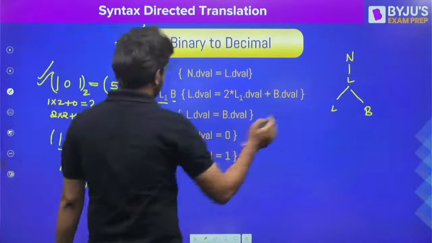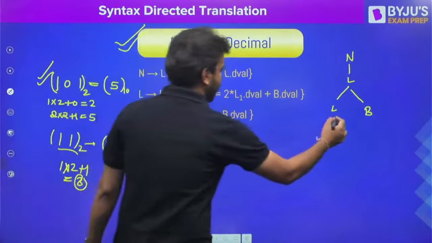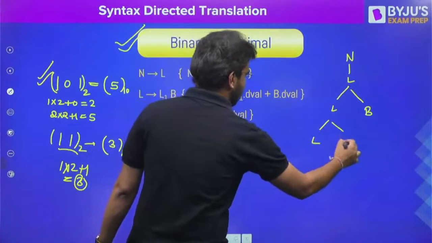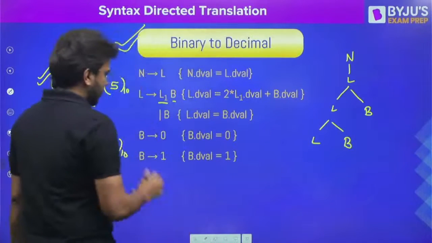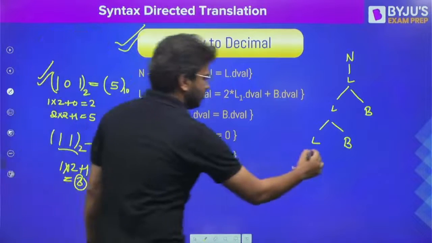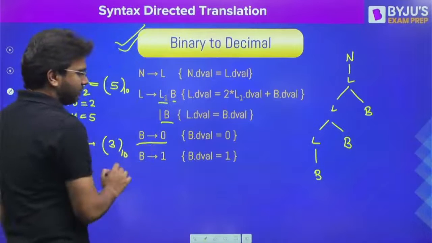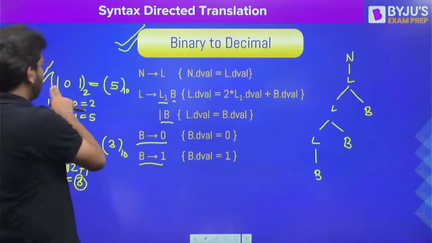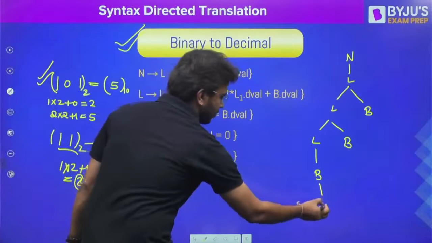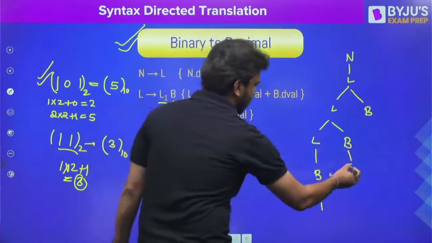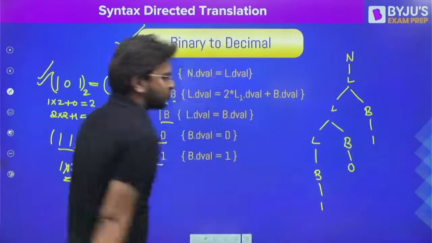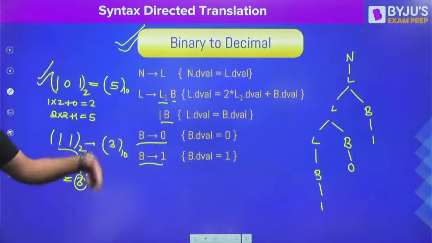Now this is of 3 digits, 3 bits you can say. So here we have only 2 bits so far. So from L we can get this LB again, right? Now from L we can derive this B also. Now we are having 3 bits. Now B can derive 0, B can derive 1. We need 101. So this B is going to derive 1, this B is going to derive 0, and this B is going to derive 1. So 101 is done. Now let's find the output.